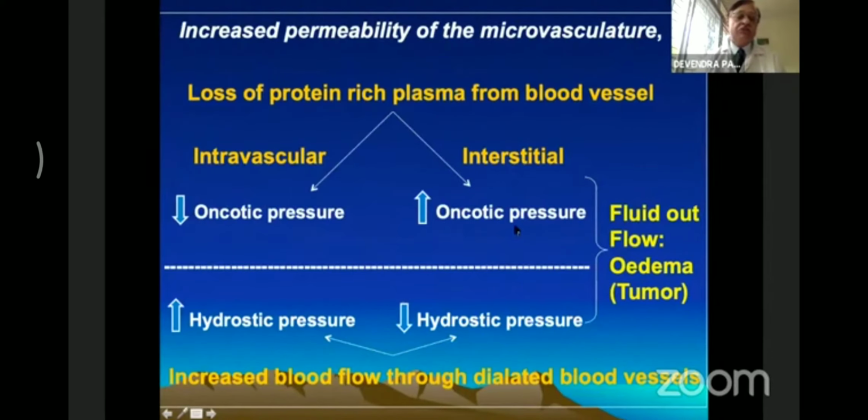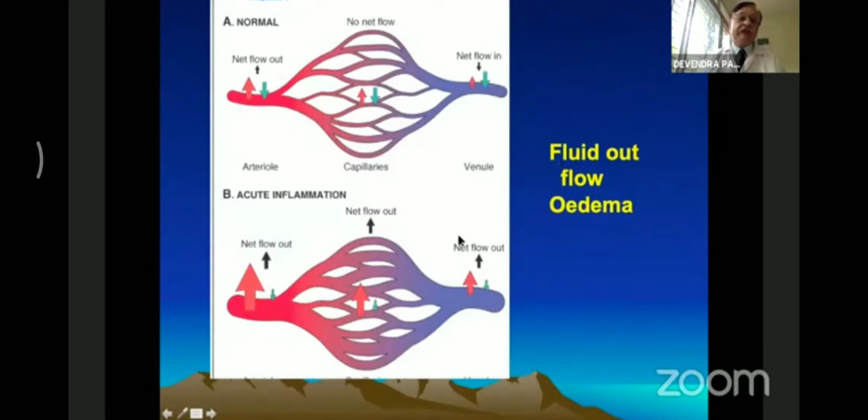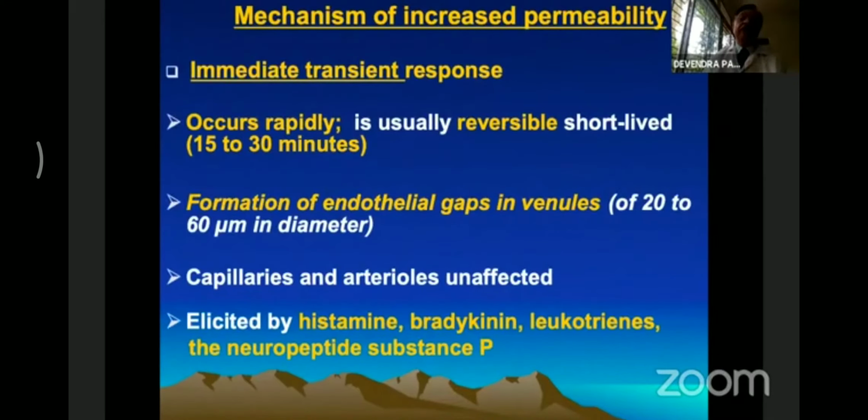The interstitial oncotic pressure is more. Then more blood is flowing through the dilated blood vessels, so the hydrostatic pressure inside the blood vessel is more as compared to the hydrostatic pressure outside. The hydrostatic pressure will push the fluid out, and the increased oncotic pressure outside the blood vessel will attract the fluid from inside the blood vessel. So there is net outflow of fluid outside the blood vessel, which will give rise to edema. At both the venular and the arteriolar end, we find net outflow of fluid, which causes edema and the swelling, tumor.